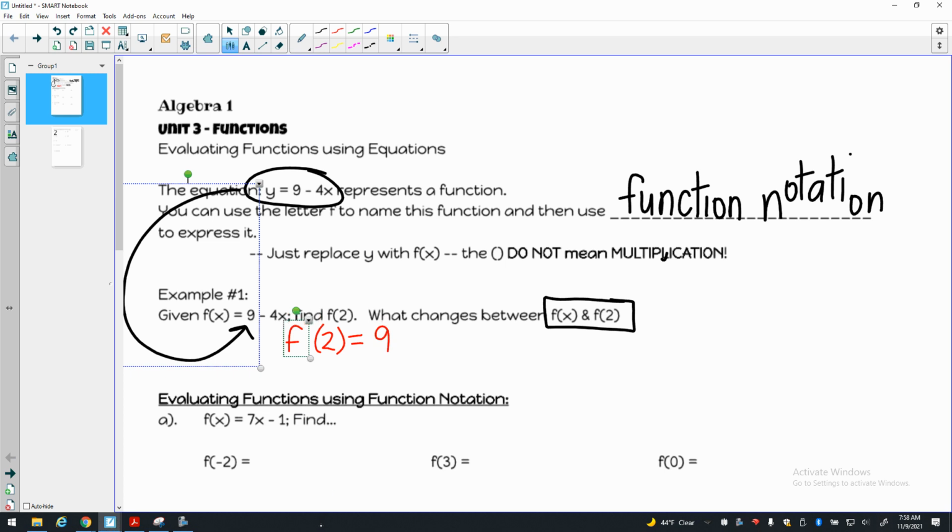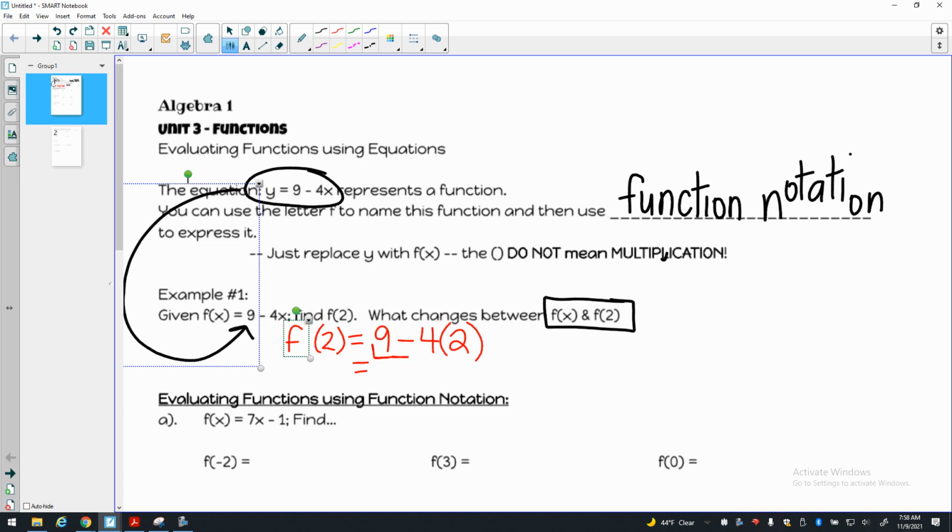Does the negative sign have an x on it? Nope. What about the 4? Is the 4 an x? No, careful. Is the 4 an x? No. So I'm going to keep the 4. Then what's next to the 4? An x. And I have to replace that with a 2, but I put what around it? Parentheses.